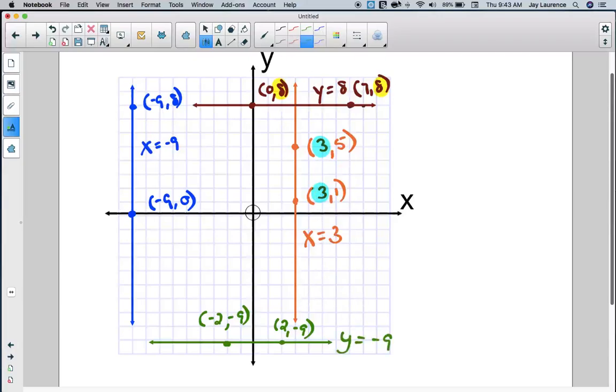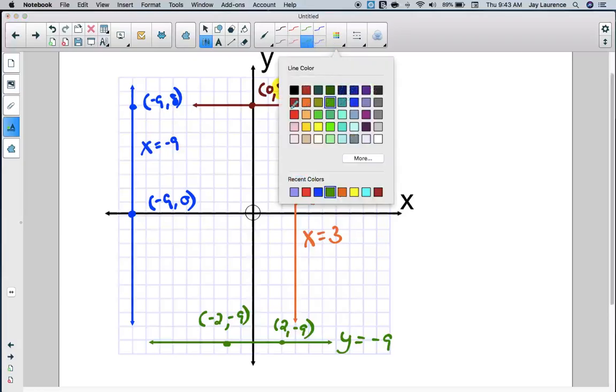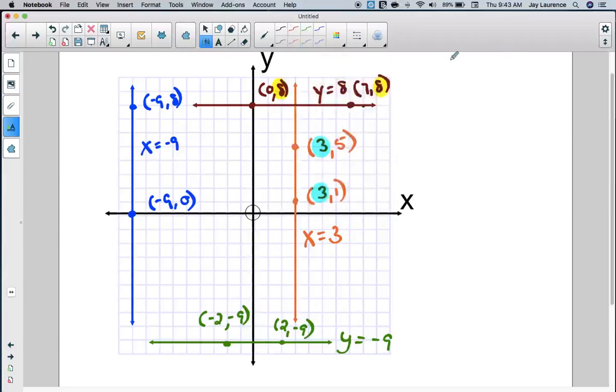Hey, by the way, can you tell me the slopes of the lines? Go ahead. Go figure out your rise and your run. I'm going to do the maroon one first. Let's see. For the maroon one, I rise 0 and I ran 7. So that would be 0 over 7, which is 0 divided by 7, which equals 0. The slope of the maroon one is 0.